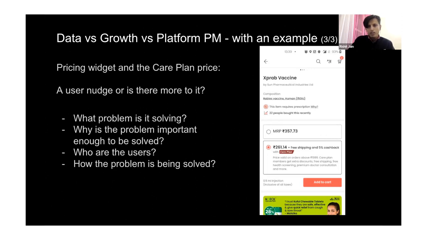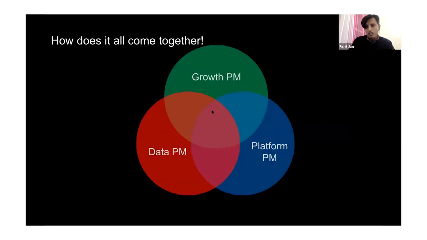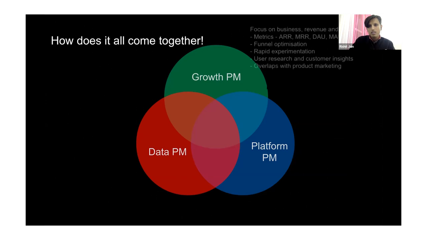So if we have to then extend these examples into generic things that a growth PM, a platform PM, or a data PM would look at on a day-to-day basis, right? So it's not a versus. There is high overlap, but still, if you have to define key things or key focus that a growth PM would look at, or be responsible for in an organization, they'll focus on business metrics, revenue, user growth, metrics like annual recurring revenue, monthly recurring revenue, daily average users, monthly average users, funnel optimization.